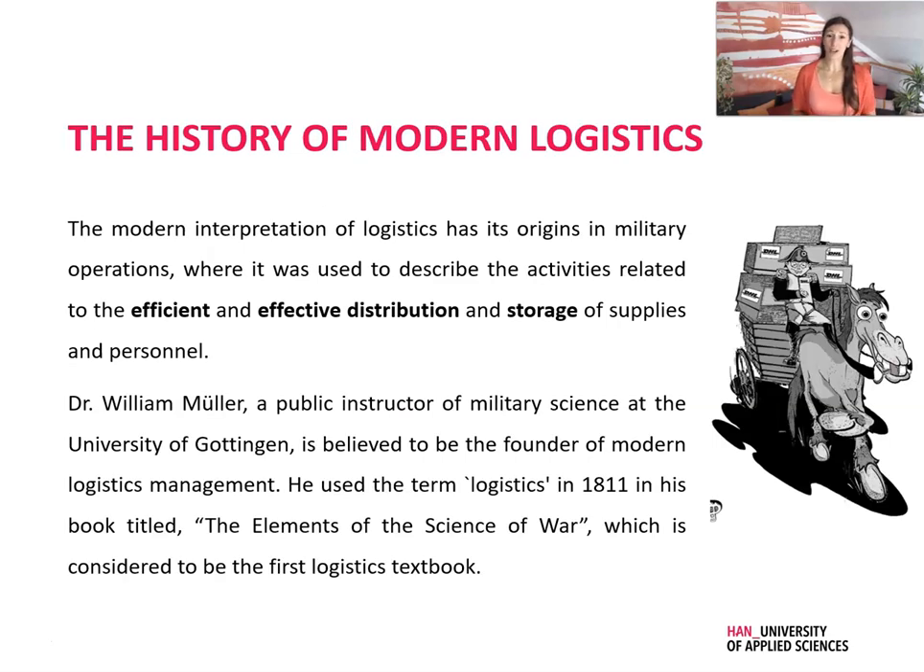As a brief history, the interpretation of logistics in modern terms has military origins, and it was used to describe the activities related to the efficient and effective distribution and storage of supply and personnel. And here you already noticed some key words about logistics, which are efficiency and effectiveness, and that will come in the next video, and distribution and storage, that we will hear more about in the next videos. Now, Dr. Müller is the one considered to be the founder of modern logistics when he used this term in 1811 in his book, The Elements of the Science of War.